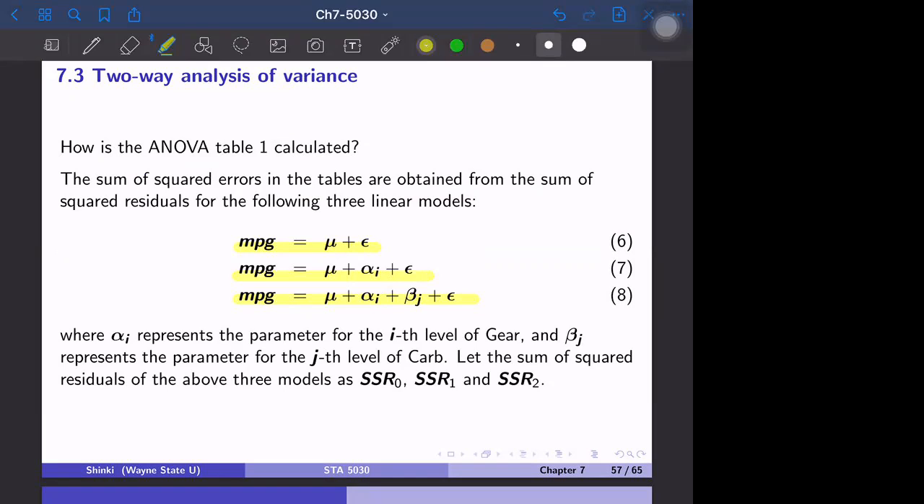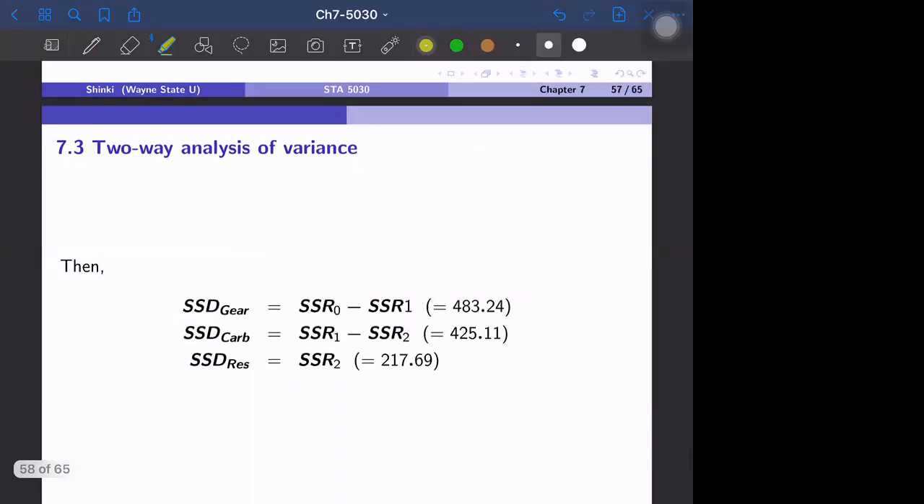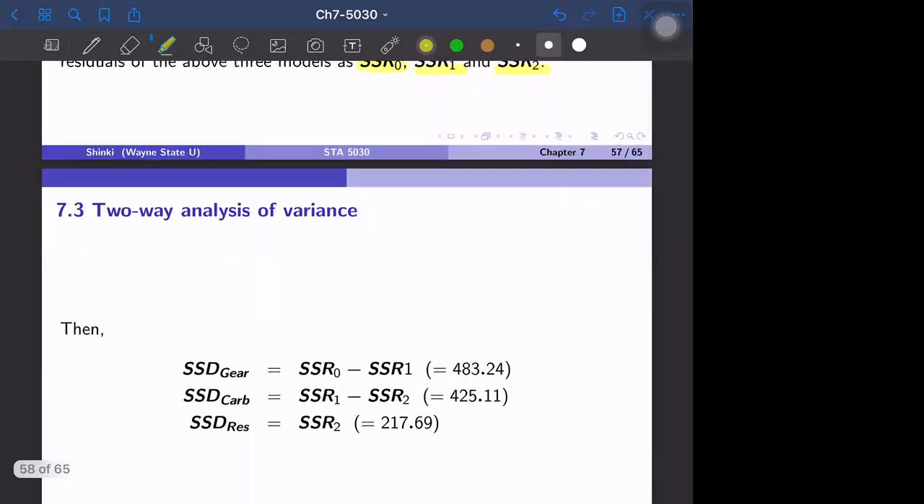And how do we calculate this ANOVA table? Basically, we use the sum of squared residuals for these three linear regression models. We call the sum of squared residual for the first one SSR0, the second one SSR1, and the third one SSR2. Then what we did is here. At first, in the first line we subtract SSR0 minus SSR1. SSR1 is a larger model, so the error is smaller.